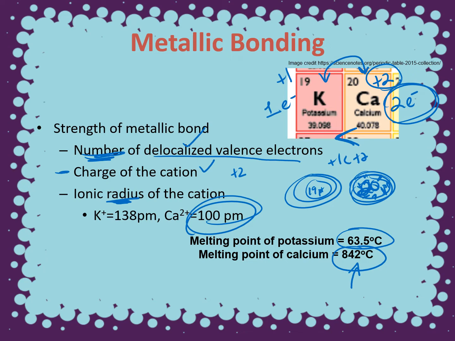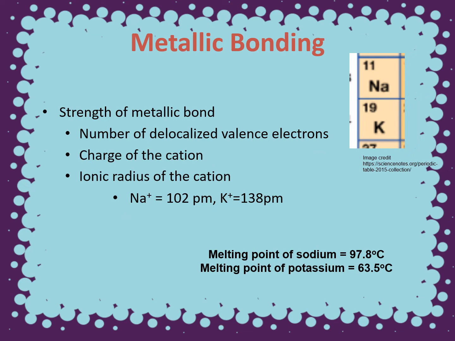So we're going to look next at sodium compared to potassium instead of calcium compared to potassium. So in this instance, they have pretty much equal numbers of delocalized electrons. Both of these are alkali metals, and so they have a charge of +1 because they release that one valence electron. The charge of these two guys is the same. They are both alkali metals.